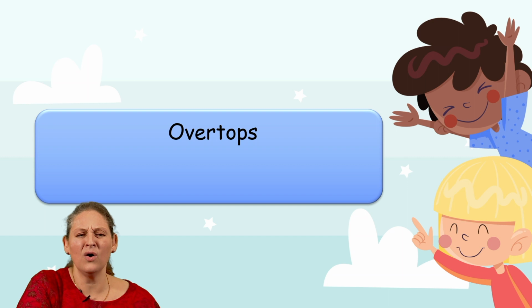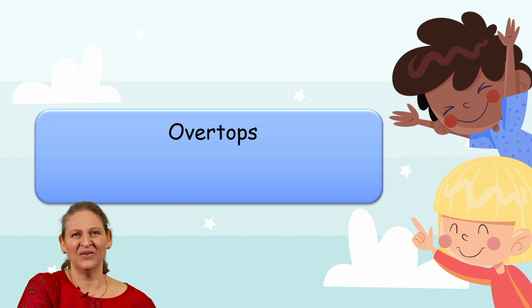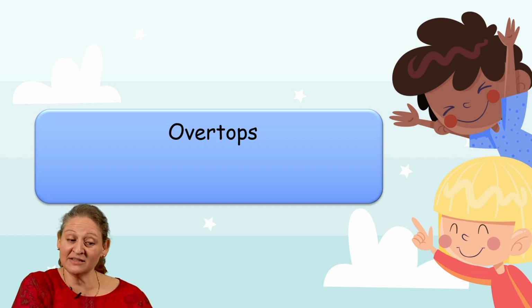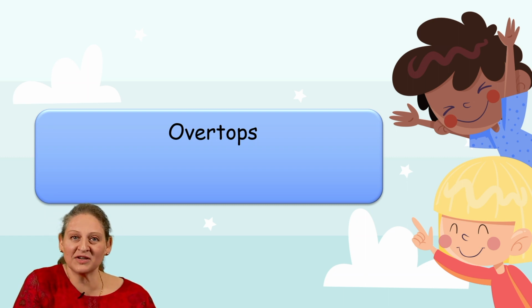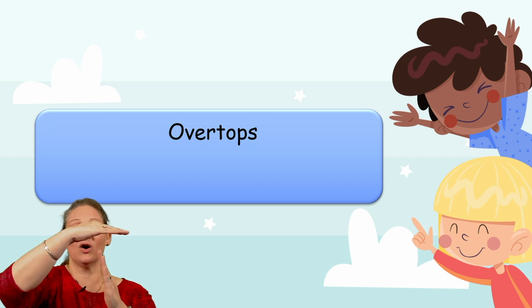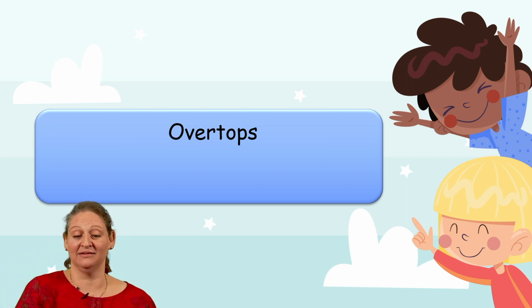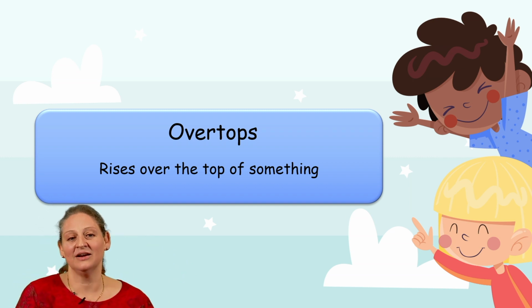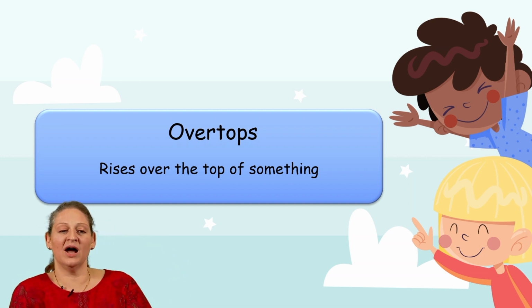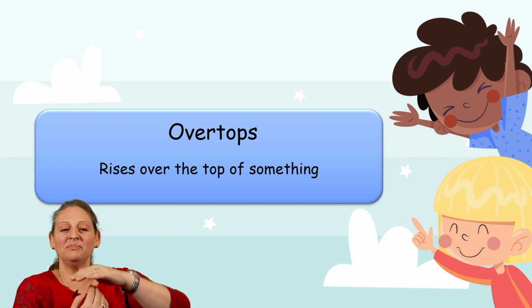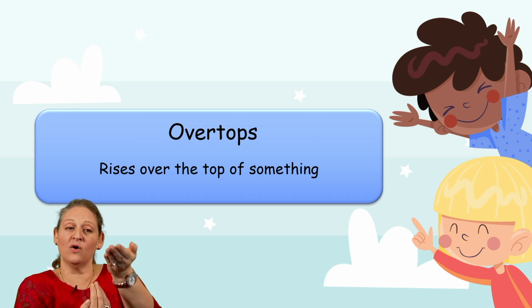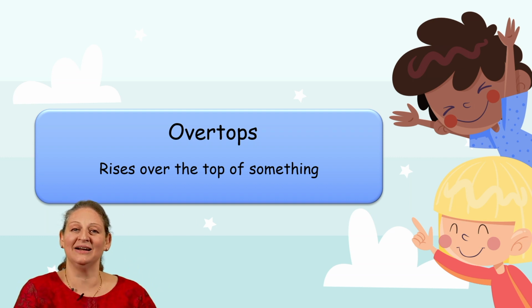What's our next word? Overtops. We know what over means. We know what top means. What is overtop? Same thing. It means we're over the top of something. To rise over the top of something. Overtops. To rise over the top of something. Say it. Overtops. To rise over the top of something.